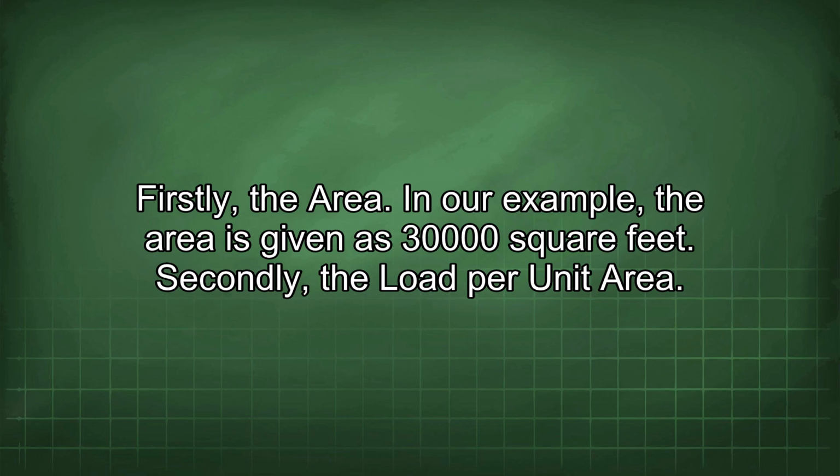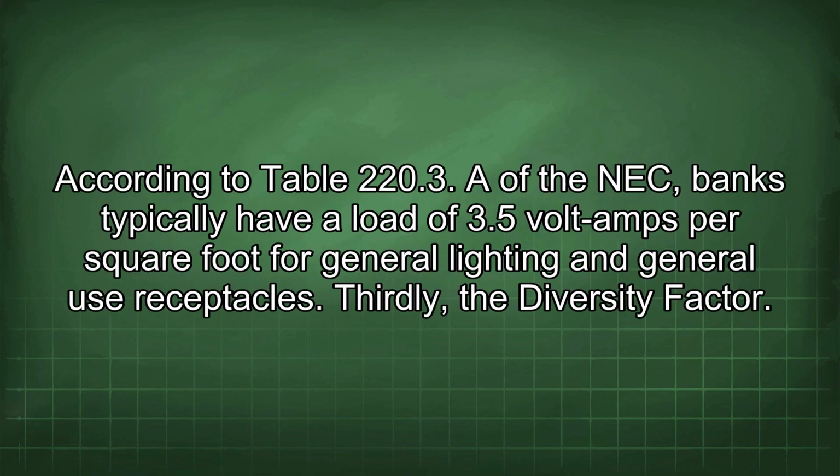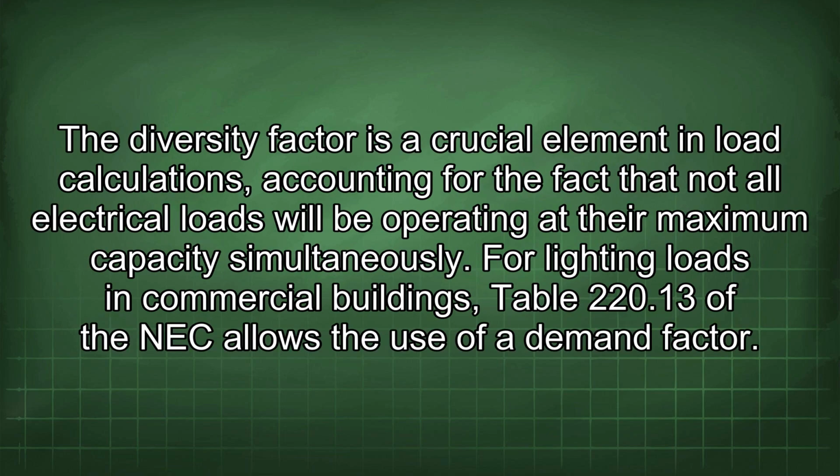Secondly, the load per unit area. According to Table 220.3 of the NEC, banks typically have a load of 3.5 volt amps per square foot for general lighting and general use receptacles. Thirdly, the diversity factor. The diversity factor is a crucial element in load calculations, accounting for the fact that not all electrical loads will be operating at their maximum capacity simultaneously.